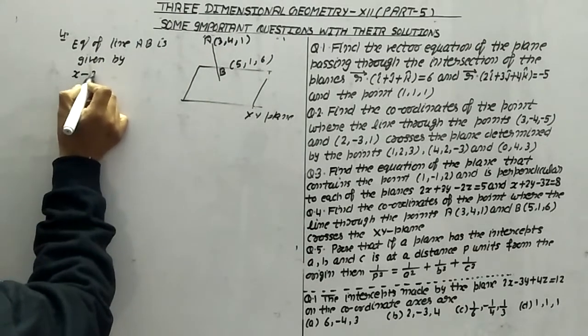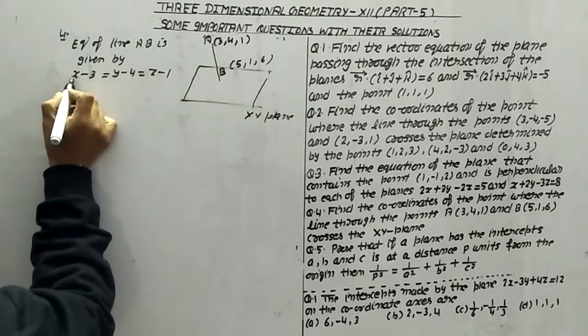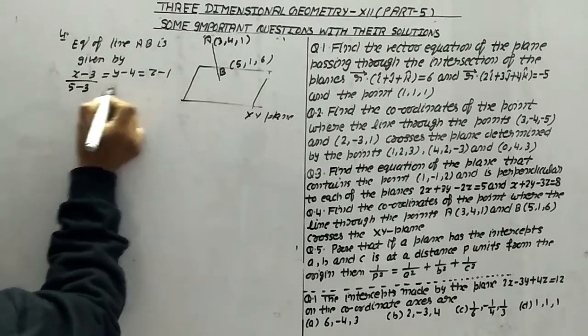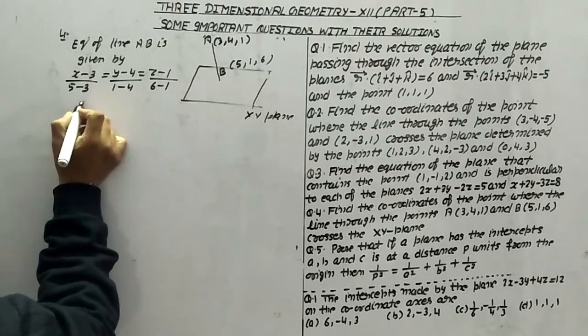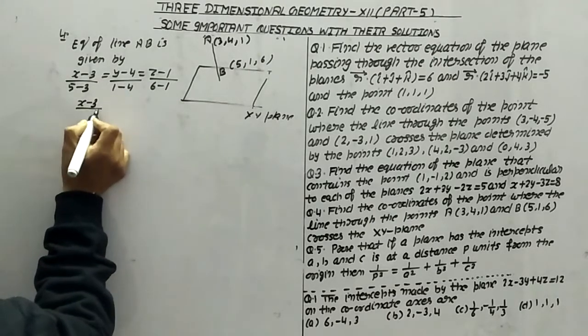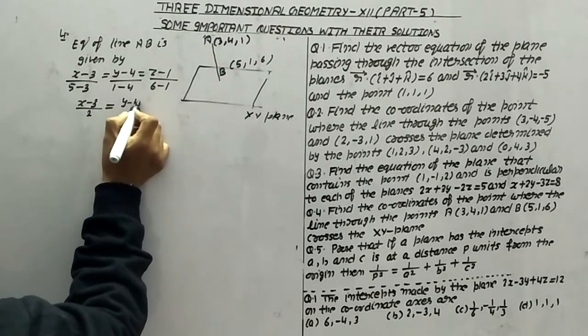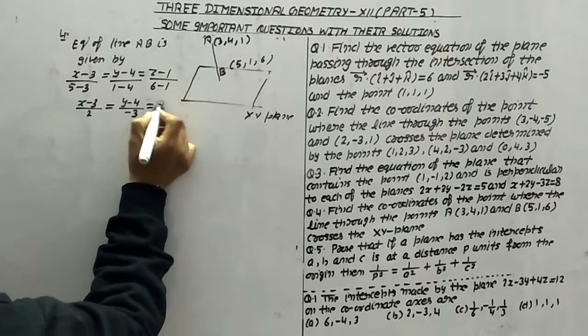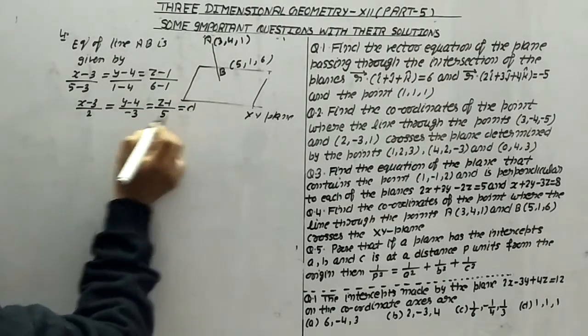(x minus x1) upon (x2 minus x1) is equal to (y minus y1) upon (y2 minus y1) is equal to (z minus z1) upon (z2 minus z1). It means (x minus 3) upon 2, and (y minus 4) upon minus 3 is equal to (z minus 1) upon 5. This is equal to lambda.